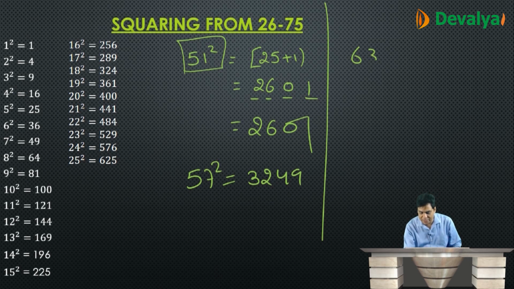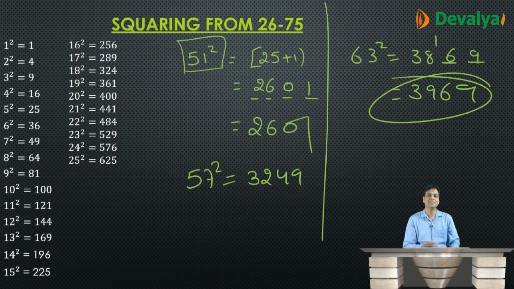Look here, if I am calculating 63 square, what am I going to do? Add 25 plus 13, that would be 38. After that, I know the square of 13 is 169. So for 169, I write down 69 and put 1 here. The answer is 3969. It's again simple. Got it? So now you can calculate the square up to 75 easily, I guess.